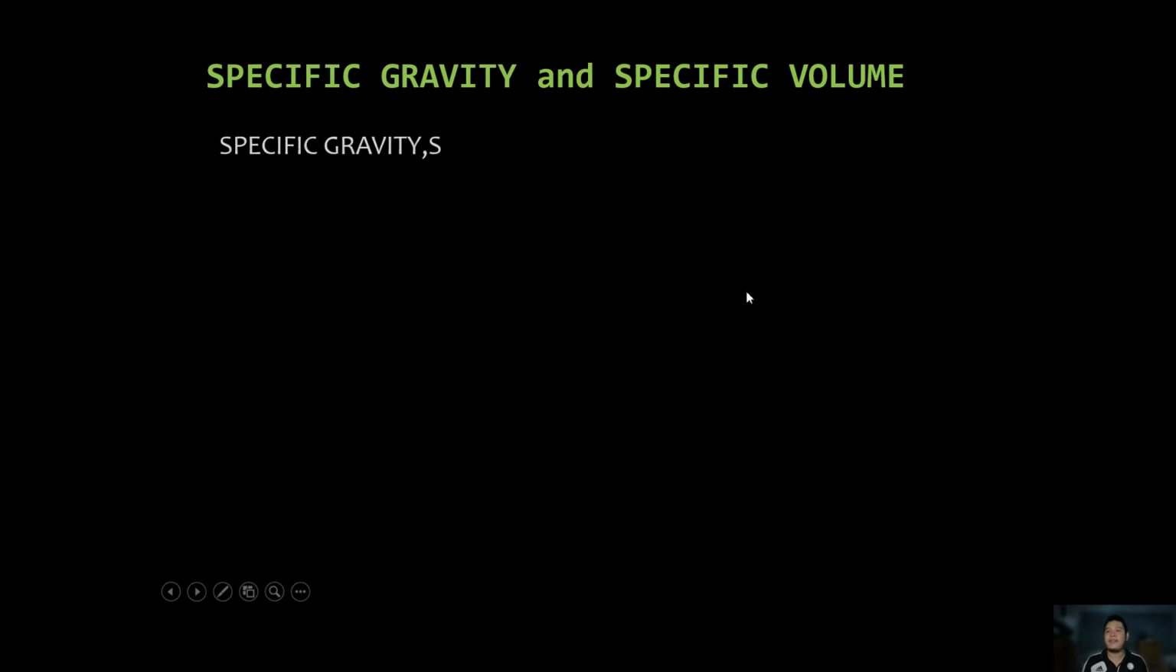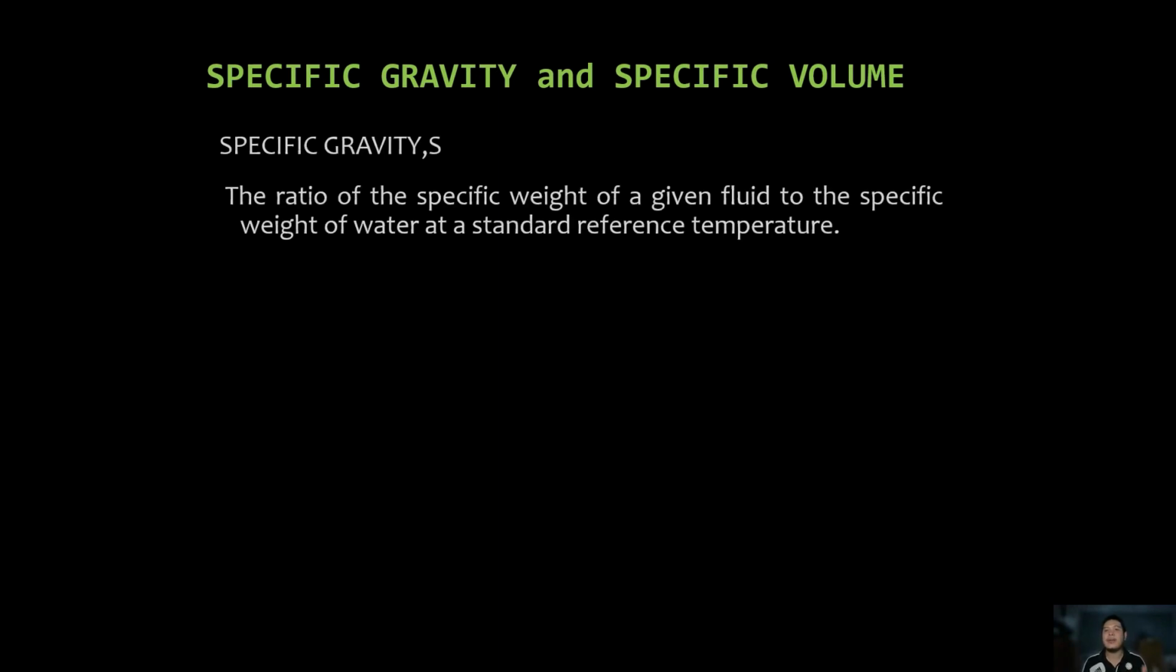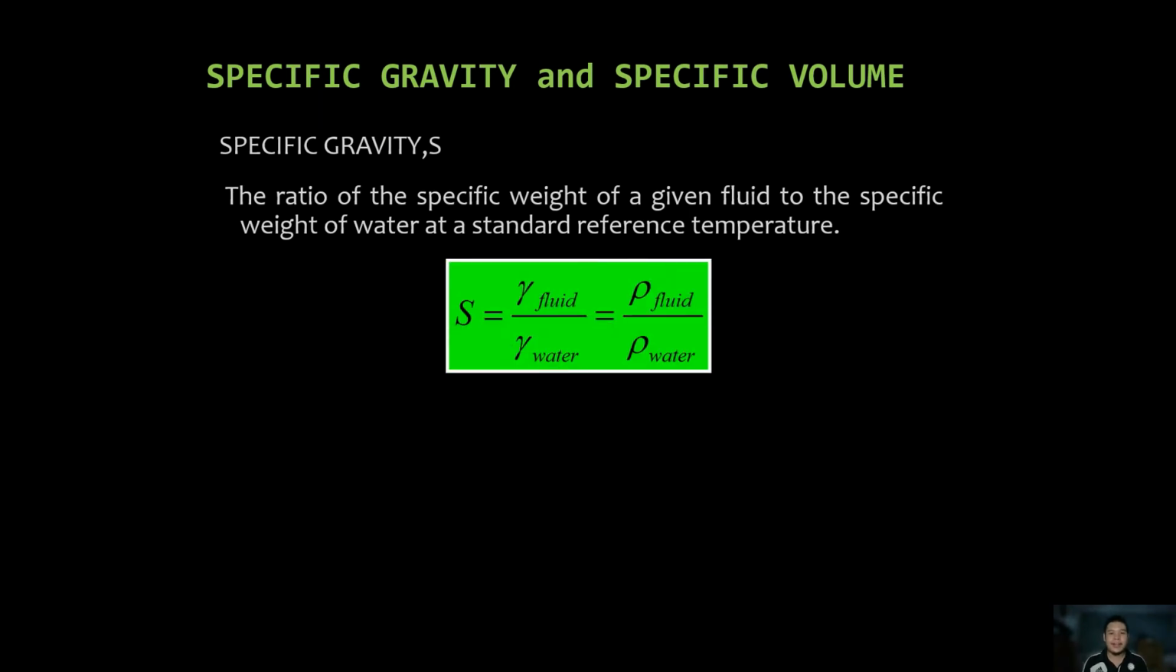Specific gravity and specific volume. Specific gravity we denote as S, and in some books we refer to it as S sub G or SG. It is the ratio of the specific weight of a given fluid to the specific weight of water at a standard reference temperature. So this will be our formula: the unit weight, or specific weight, of any fluid over the specific weight of water.